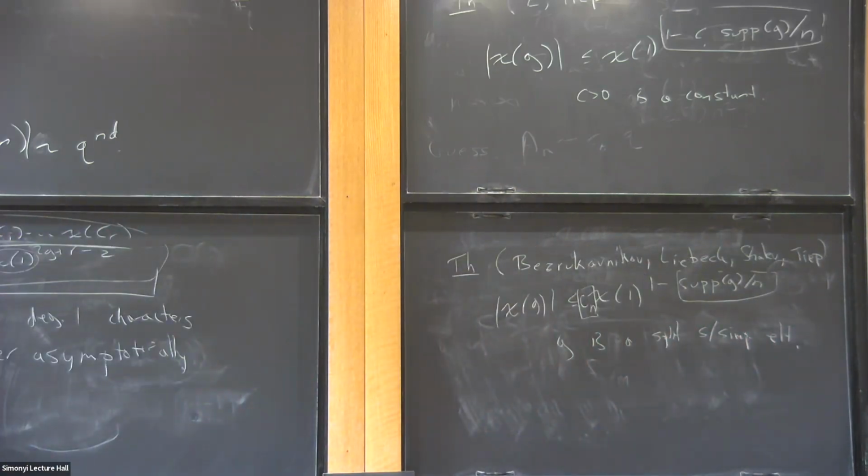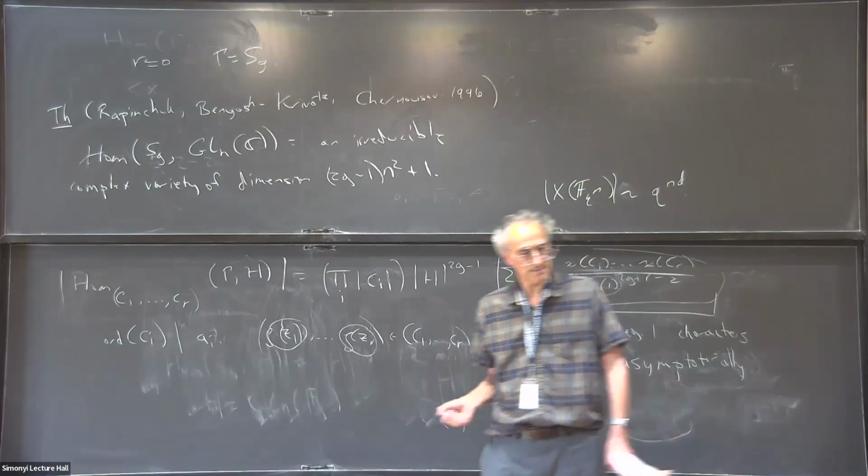Is this related to Howe's rank? It is very much related to Howe's rank. In fact, that's what Tiep and I are working on right now, and I can tell you something about what we've done. Just a question: the support of G, if I have a split semisimple element, it's just n minus the maximum multiplicity of an eigenvalue? That's exactly it.